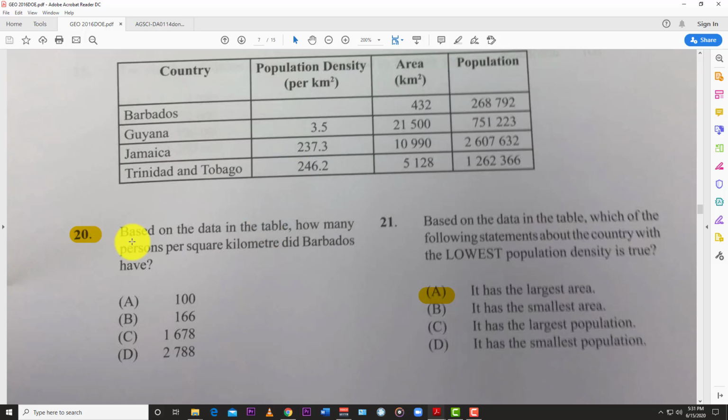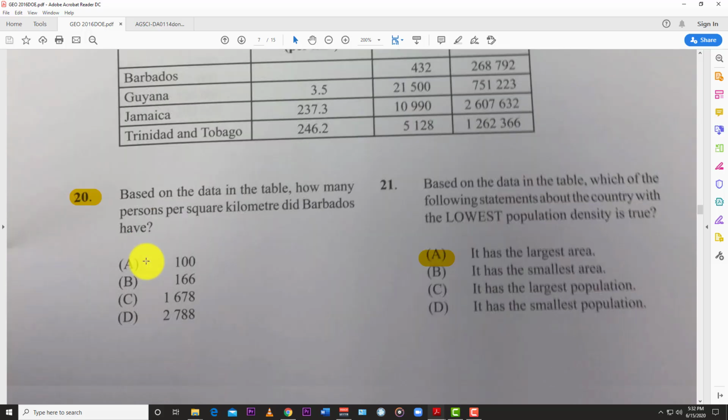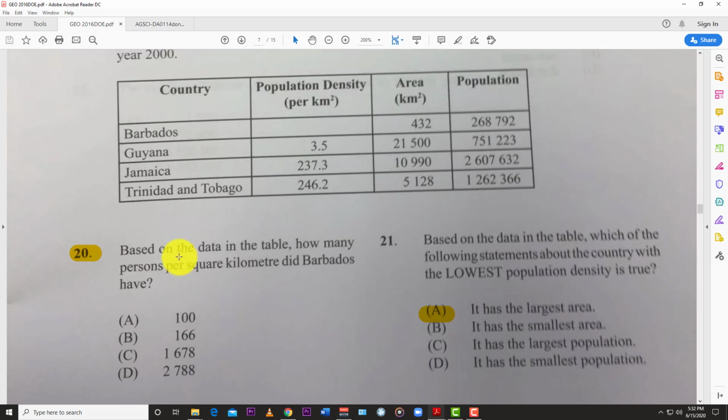The question asks, based on the data in the table, how many persons per square kilometer did Barbados have? And actually, there are no answers for this question. There's no answer available for this question. This was an error, a problematic question, I guess. But there's an answer for this one.